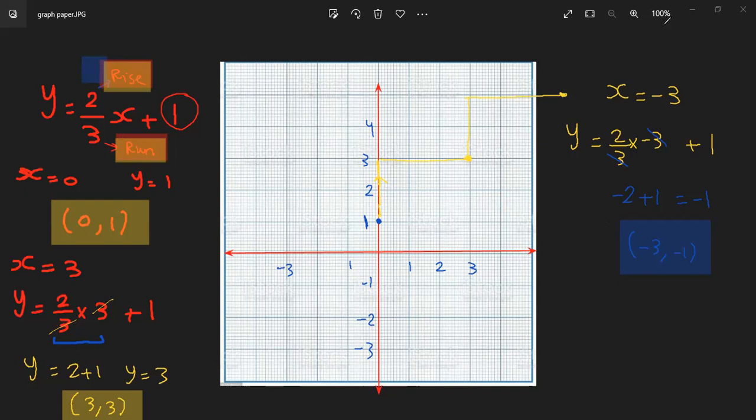And rise 2 and run 3. Now we have points, this point and this point. Join them up, then you can get the straight line again without taking points. Okay?